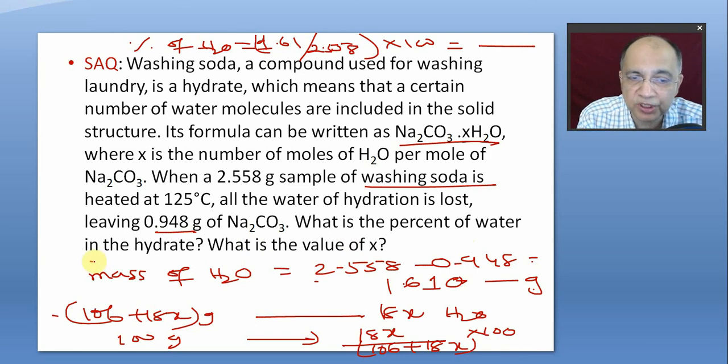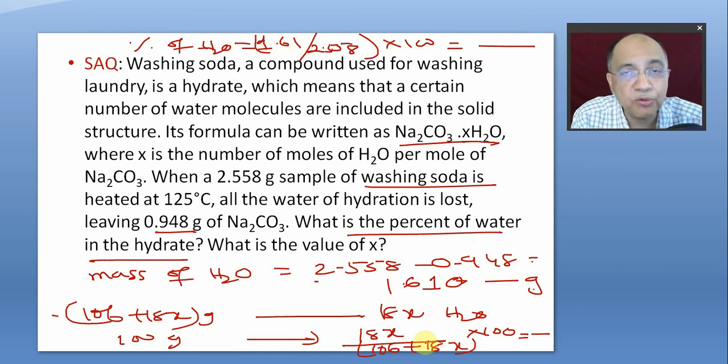What is the percent of what? This is one part of the question. So you got it first: 1.61, the mass of water, and the total mass of the hydrated compound into 100. So you get this percent, and once you get it, you equalize it to this and solve for x, right? It will be coming closer to 10, so you round off to 10.